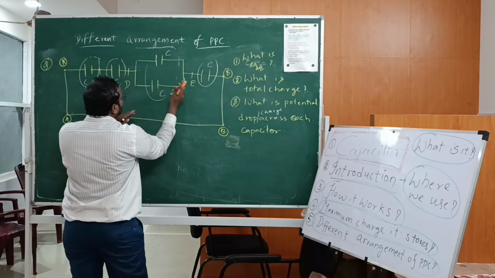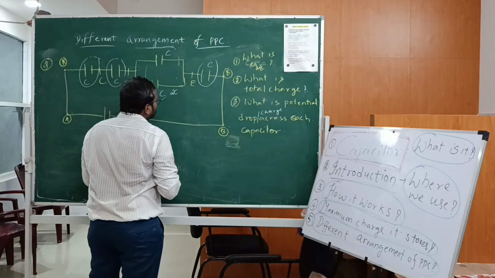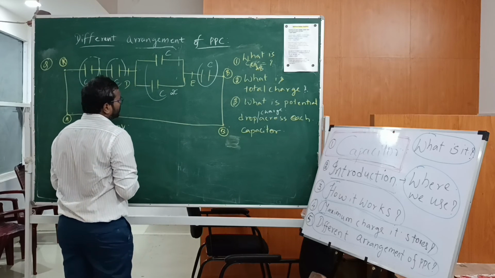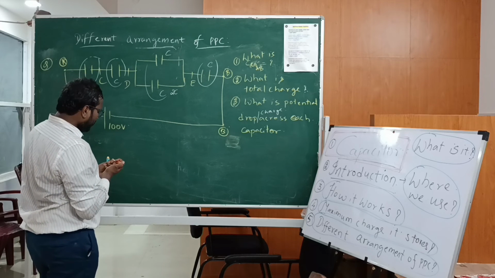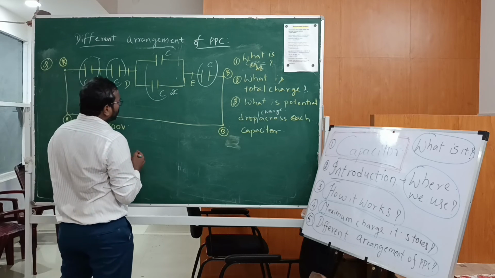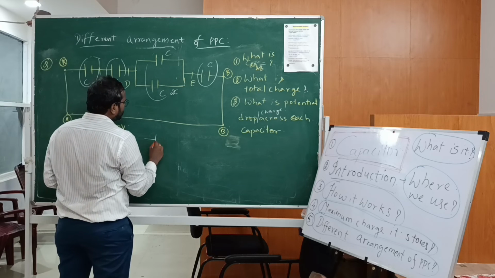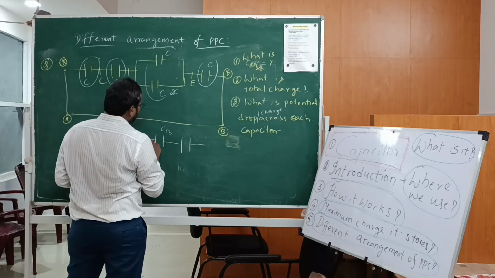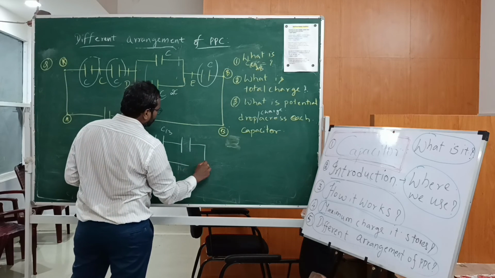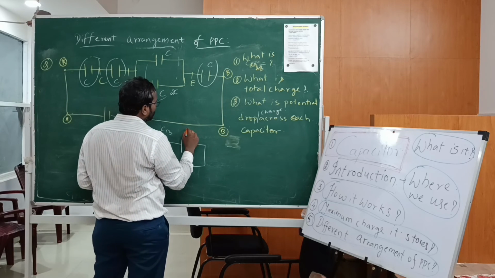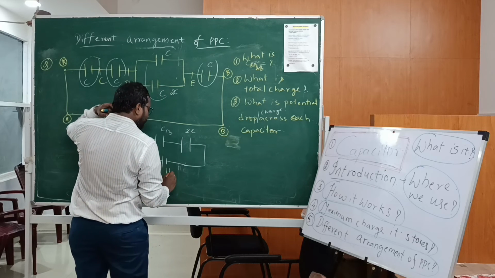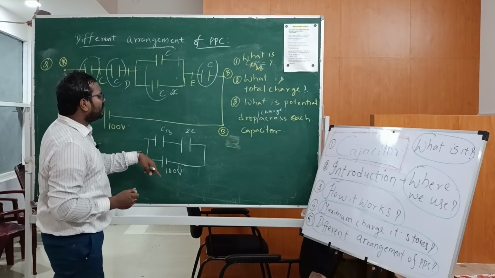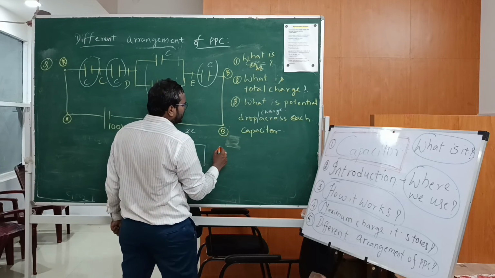All these three together, we can shift the capacitor to this side, and it is going to be the same connection. Now, what is C equivalent across AB? C by 3 and 2C are connected in series, connected with a 100 volt source here. So for series, C equivalent is C1 C2 by C1 plus C2.